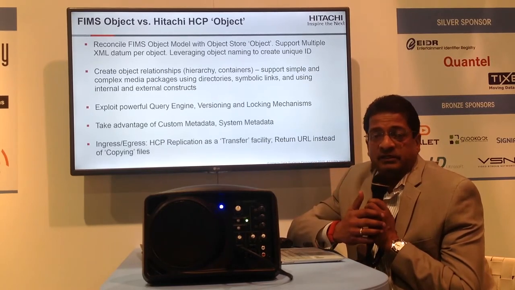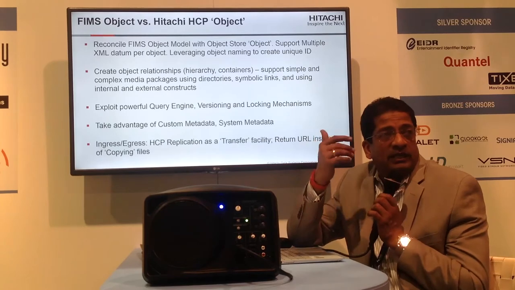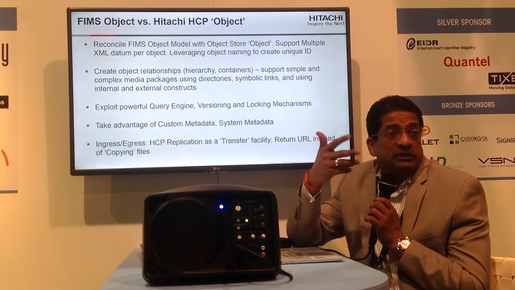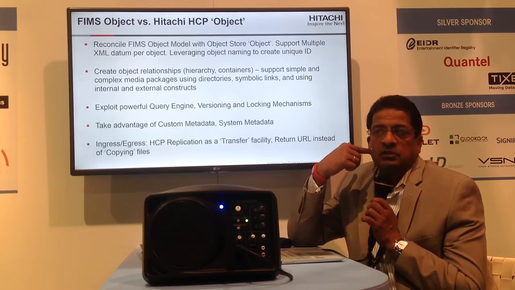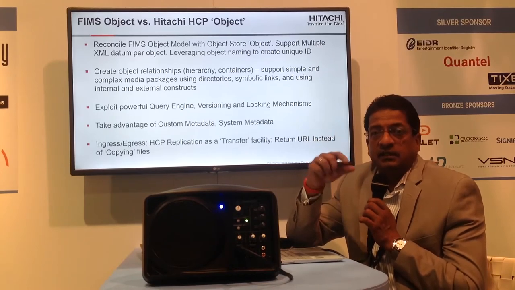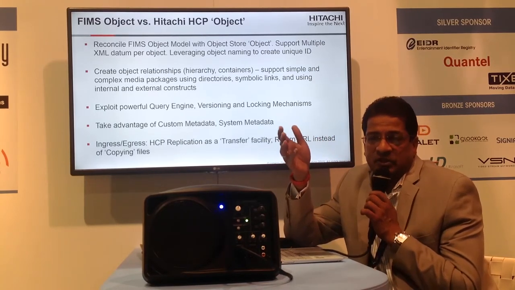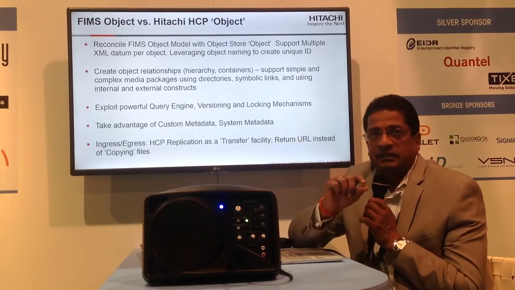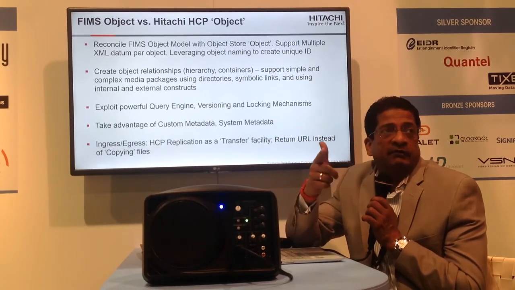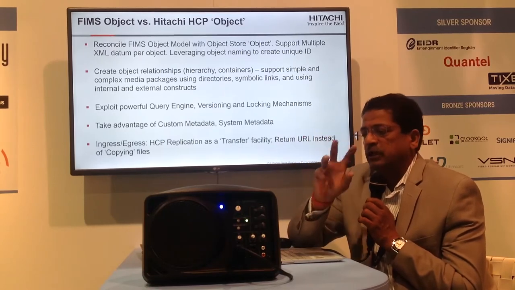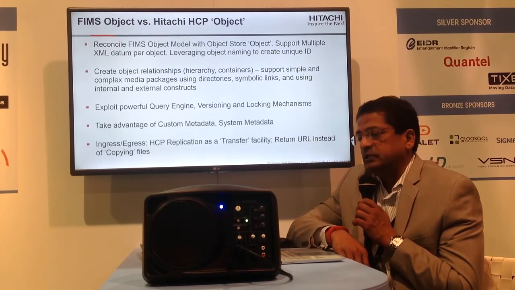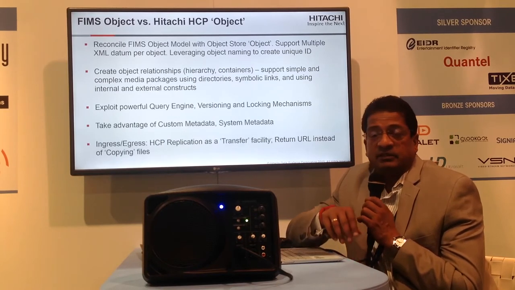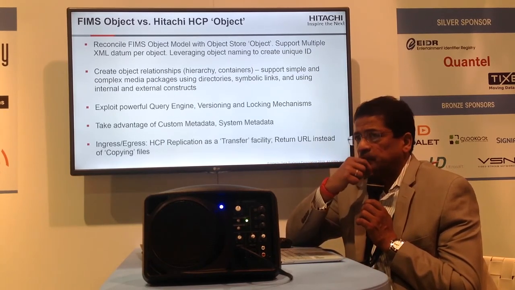Now, FIMS requires maybe things like EIDR compliance, or it's got its own unique ID model. So how do you implement unique IDs in the object store? So in the object store, usually, at least in our case, the name is a unique ID. You cannot have two objects with the same name. So can you take that into consideration and create the unique IDs? What kind of object relationships are possible?